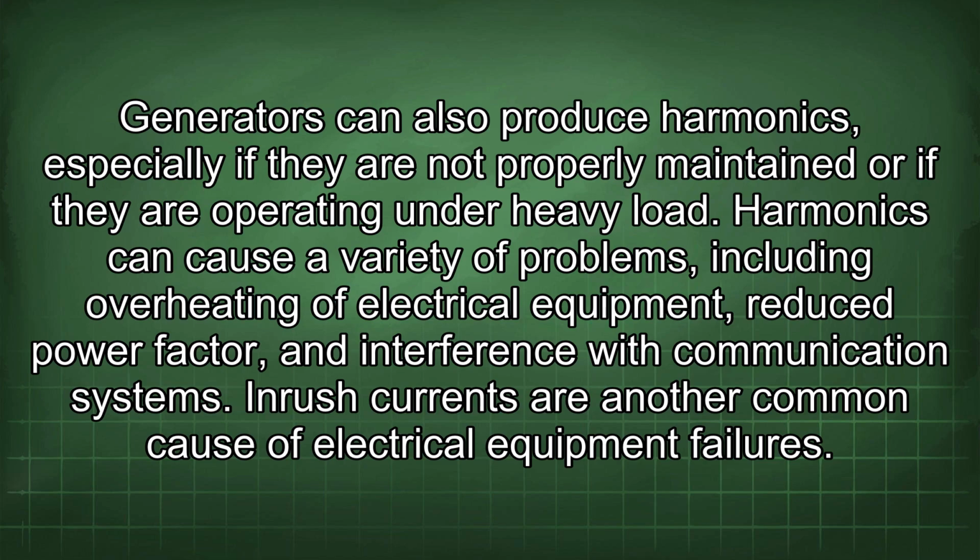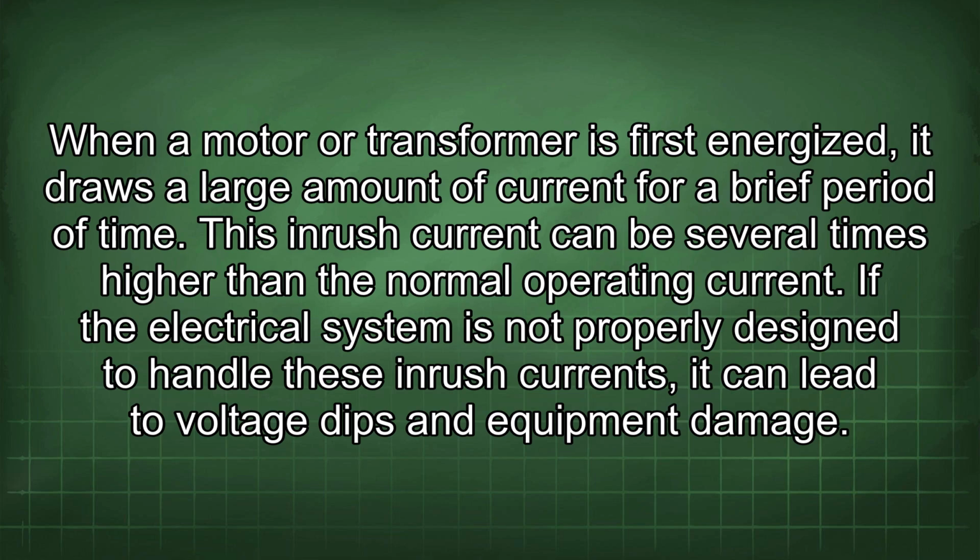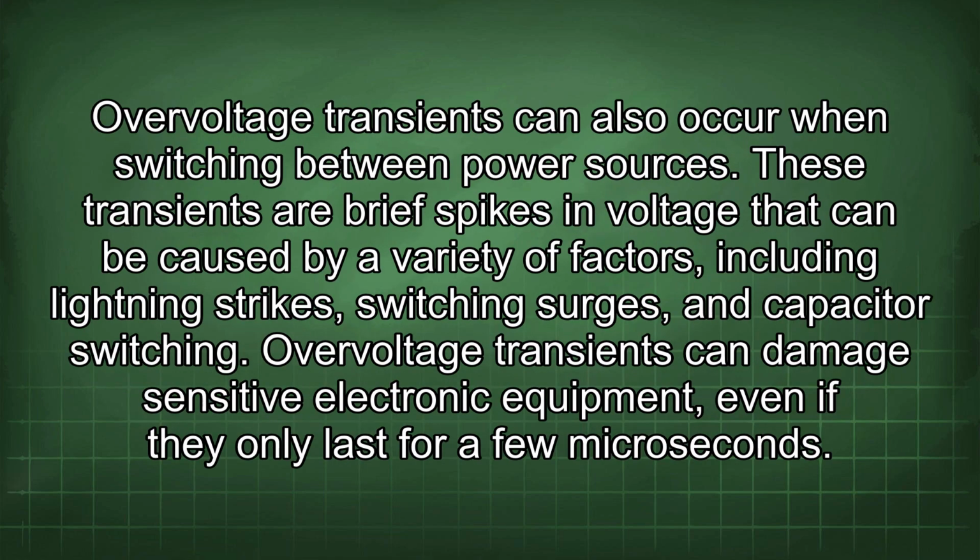Inrush currents are another common cause of electrical equipment failures. When a motor or transformer is first energized, it draws a large amount of current for a brief period of time. This inrush current can be several times higher than the normal operating current. If the electrical system is not properly designed to handle these inrush currents, it can lead to voltage dips and equipment damage. Overvoltage transients can also occur when switching between power sources. These transients are brief spikes in voltage that can be caused by a variety of factors, including lightning strikes, switching surges, and capacitor switching.